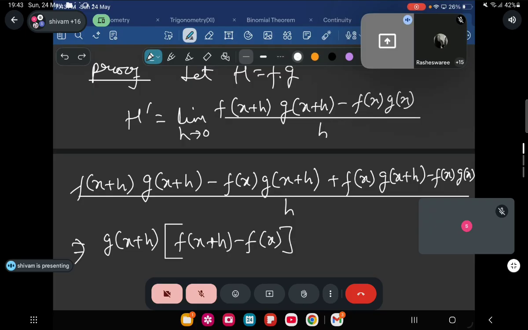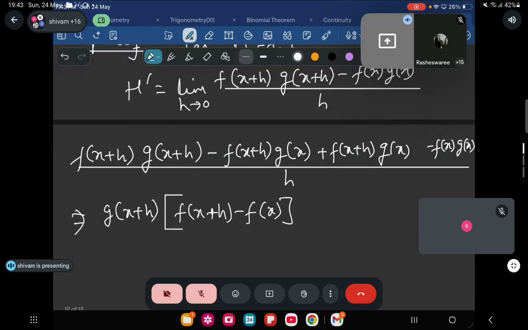Over here, what is common? f of x is common, right? But we don't have to take f of x common. Or have I added the wrong terms? Subtracting f of x plus h into g of x and adding f of x plus h into g of x. Let's see. I think this should work.